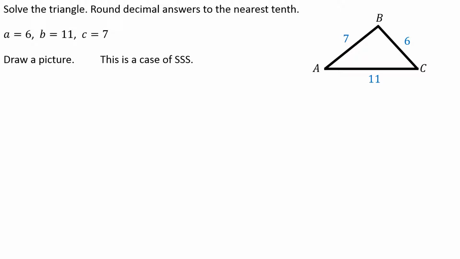I've got to use the law of cosines. I can't use SOHCAHTOA because I don't have a right triangle. I can't use the law of sines because I don't know an angle across from its corresponding side. I have to use the law of cosines. And so I will start with the largest angle because I don't know if the largest angle is greater than 90 degrees or not. Since 11 is the largest side, I know angle B is the largest angle. That's what I want to find first.